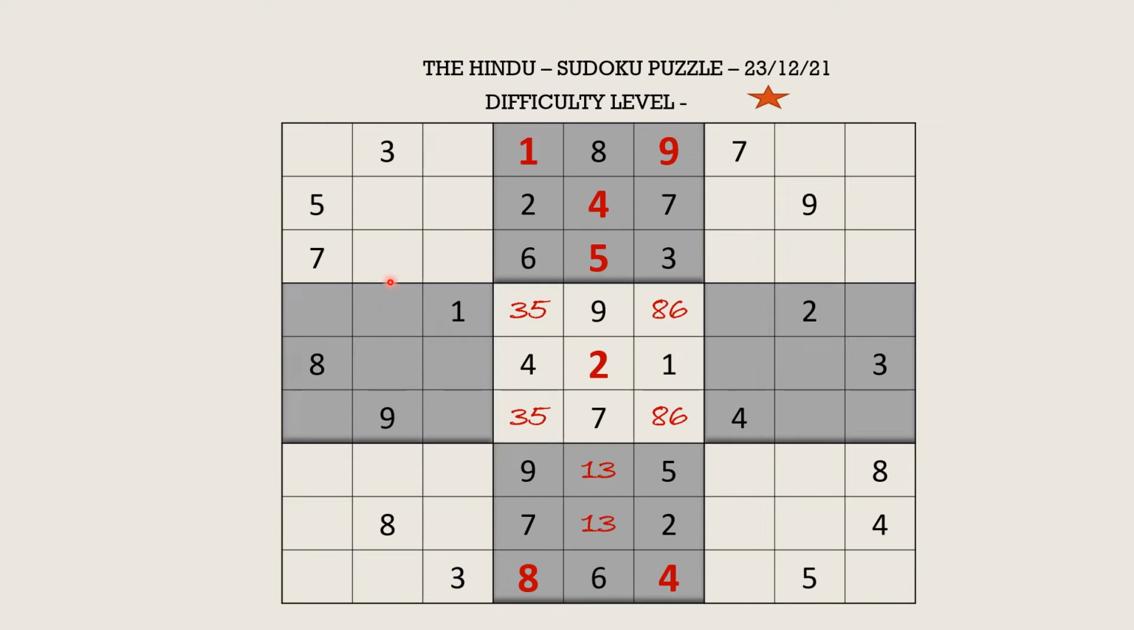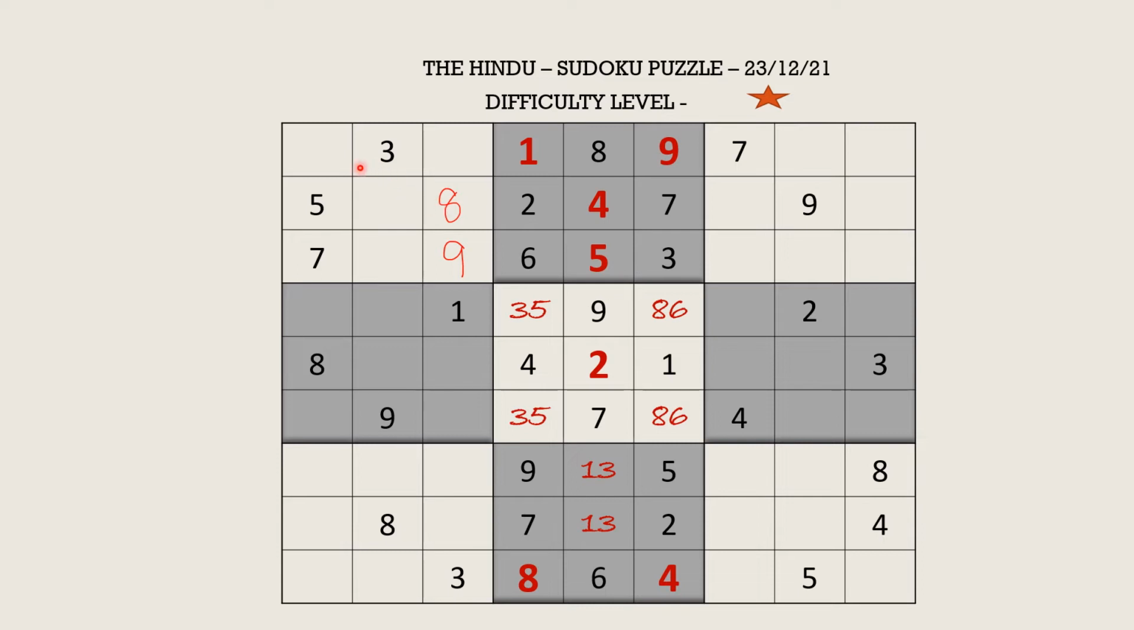Here, if you see, there's 9 blocks here. There is a 9 blocking here and a 9 from here. So this cell takes 9. 8 blocks here and there's 8 blocking here. There's 8 here. So this cell takes 8.